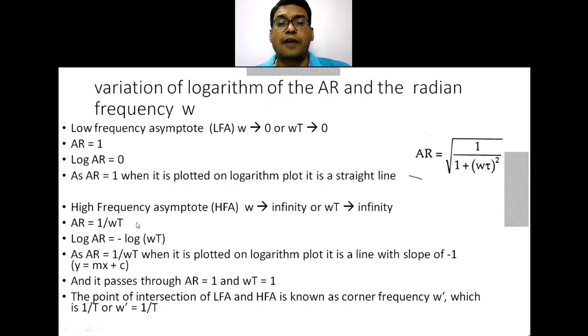Then for the high frequency asymptote, omega tends to infinity, that means omega tau tends to infinity. That is why 1 upon omega tau will be equal to the amplitude ratio.